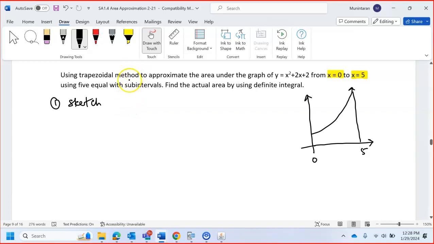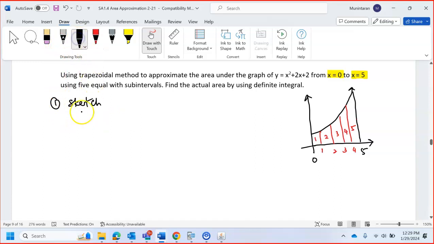Because we are working with 5 equal subintervals, you must know that the width or thickness of each should be equal to 1. So that would be 1, 2, 3, and 4. Okay, I have 5 subintervals. So that is subinterval 1, 2, 3, 4, 5.